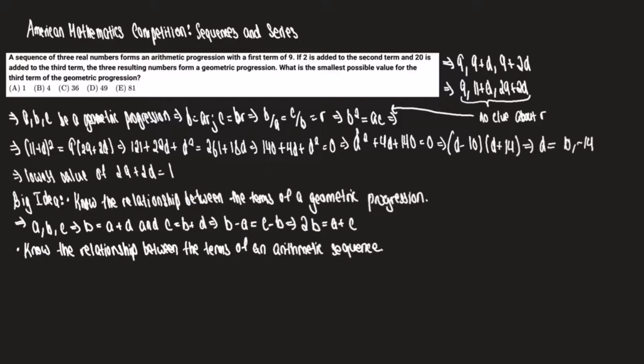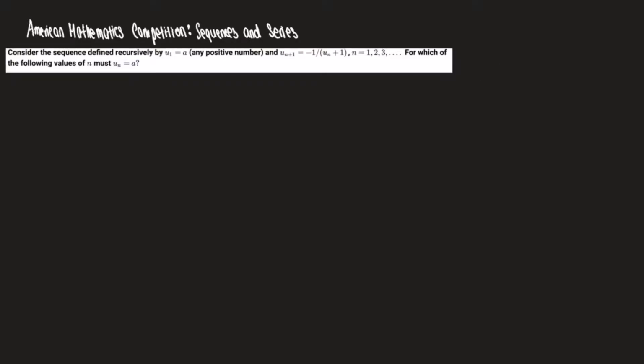Let's do another problem. It says, consider the sequence defined recursively by u sub 1 equals a, which is any positive number, and u sub n plus 1 equals negative 1 divided by (u sub n plus 1), in parentheses, except negative 1, for n equals 1, 2, 3, and so on. For which of the following values of n must u sub n equal a? I'm gonna give you guys a moment to think about this.